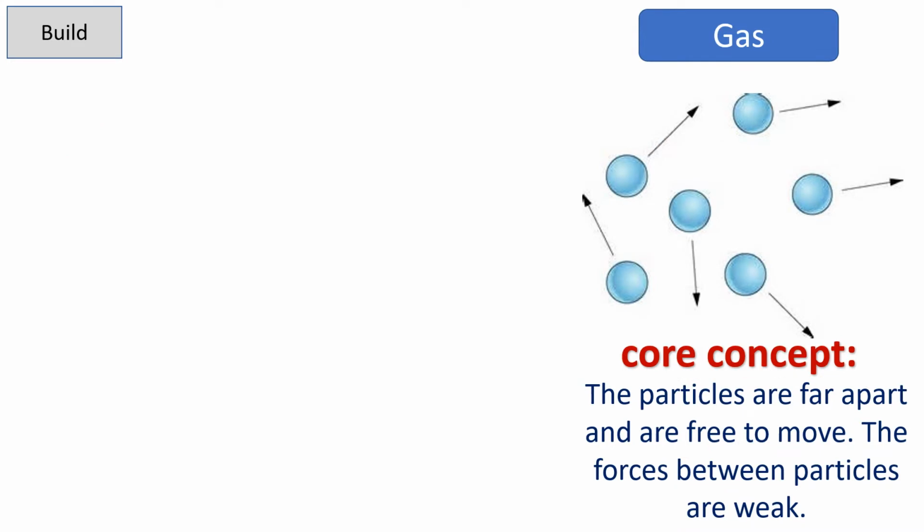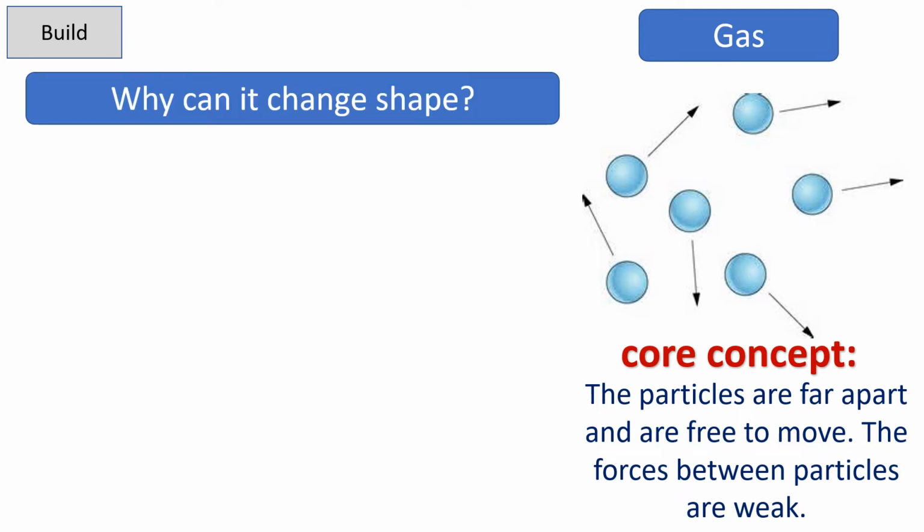So finally, let's consider the state of matter of gas. The core concept: the particles are far apart and they're free to move. And the forces between the particles are weak, so they are able to move away from each other as well as closer to each other if needs be. And we tend to find that the more energy they have, the further apart they get. So let's try apply this core concept to some properties we would observe in a gas.